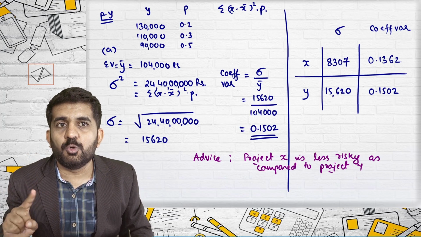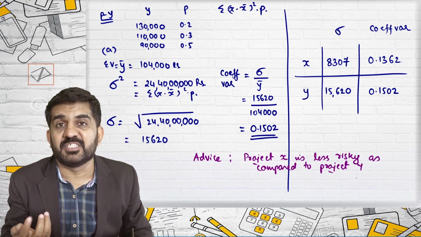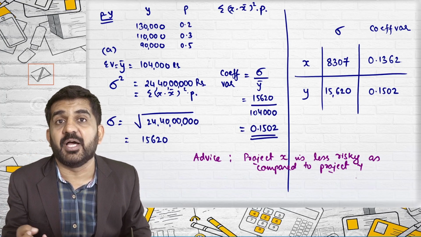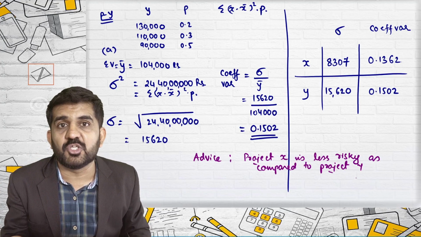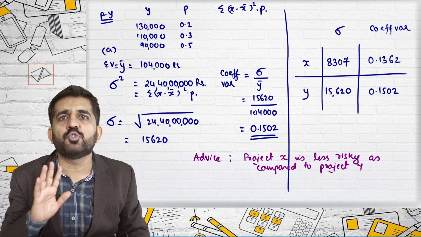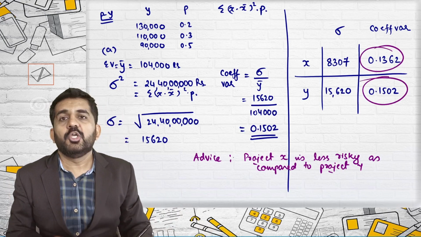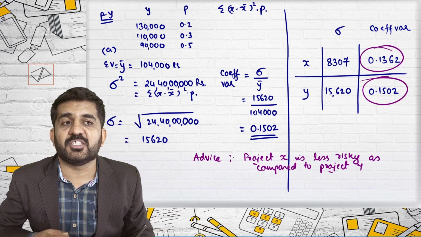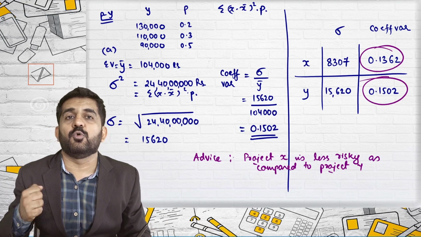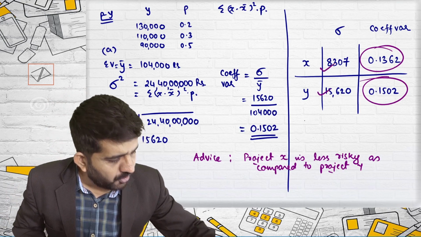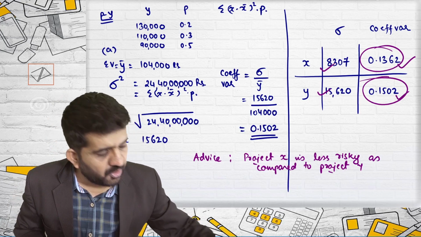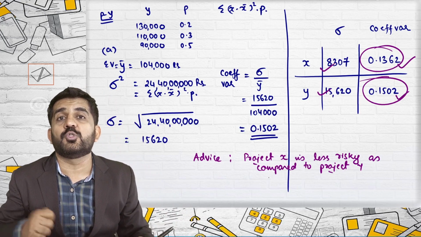That does not mean you will be selecting project Y. You will have to still see the cost of project Y. You will have to see other variables of project Y. Yes, by these two figures you can determine that project X is less risky as compared to project Y. This gives you an idea of total risk. This gives you an idea of comparative risk to your cash flow.